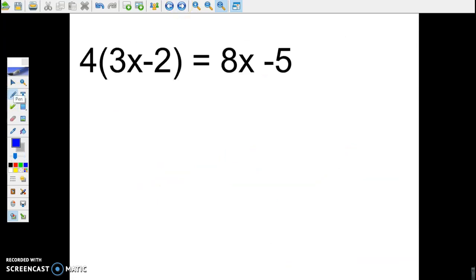What I would like for you to do right now is pause this and try to work this one out on your own. And then as soon as you're finished, go ahead and push play and check your work.